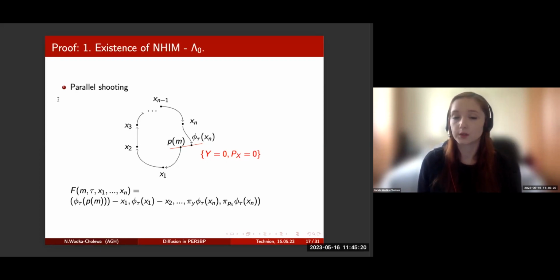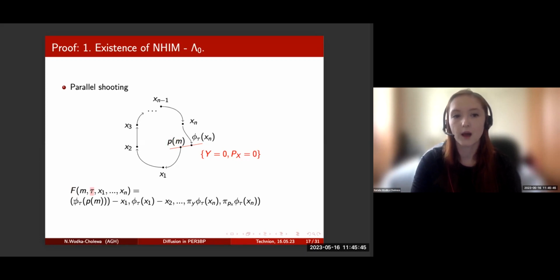So I do a parallel shooting. I divide this orbit into some equal parts. So we have x1, x2, x3, and so on. And I construct the function F that depends on these points, depends on some m, because I will start from this, and tau is time. So I have some time, and it's a time between these points.